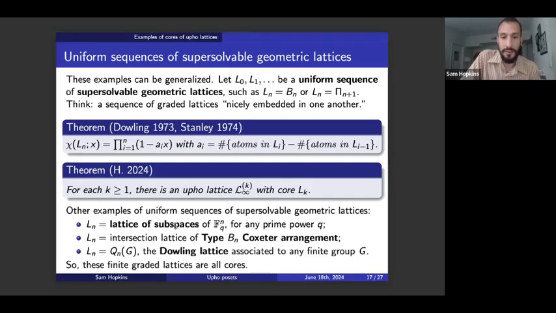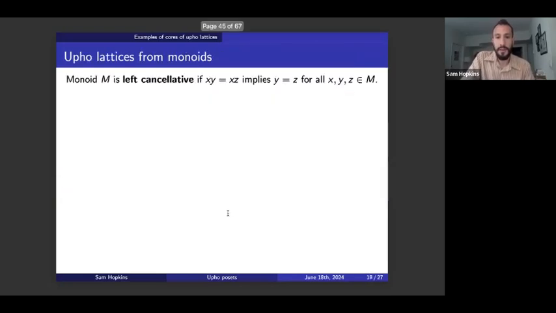Okay, so the consequences of this are that many families of well-studied finite graded lattices can be realized as cores. So for example, the q-analogs of the Boolean lattices, the subspace lattices, the type B Coxeter arrangements, Dowling lattices. Okay, these can all be realized.